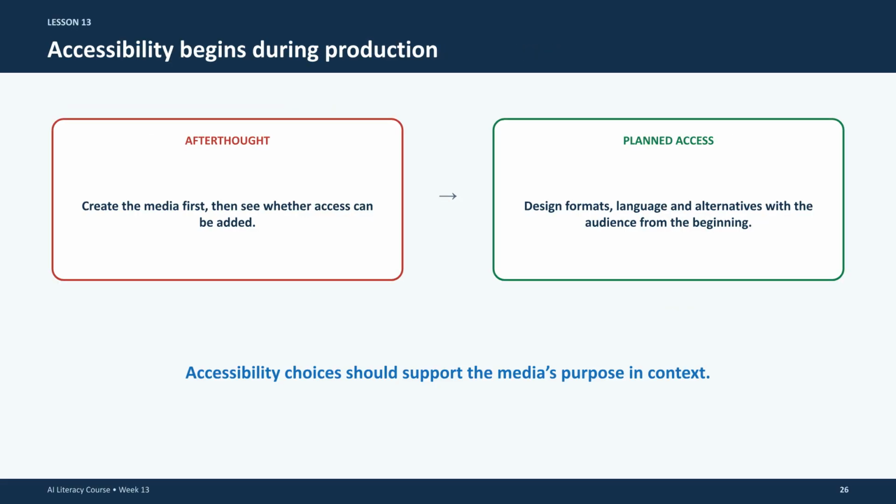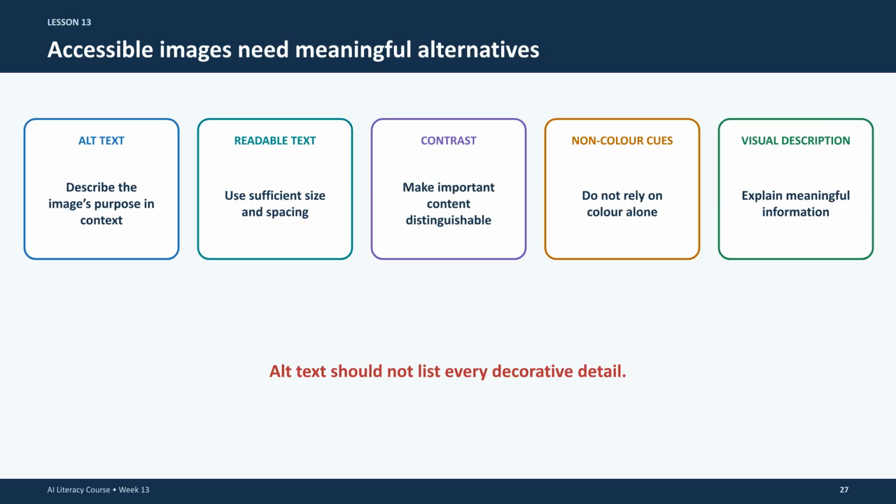Plan for accessibility during the production phase, rather than as an afterthought. Designing your formats, language, and alternatives from the start ensures your choices truly support the media's purpose, rather than just satisfying a checklist. Accessible images require meaningful alt text, sufficient contrast, and clear visual descriptions. Remember that alt text shouldn't simply list every detail. It should explain the image's purpose in context.